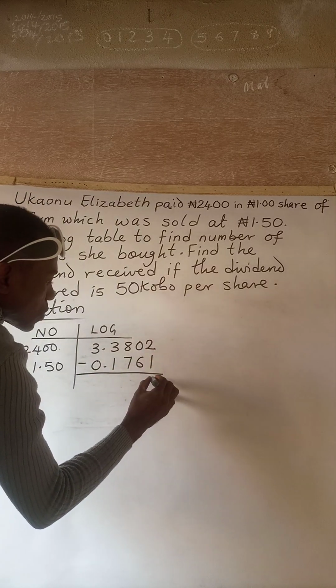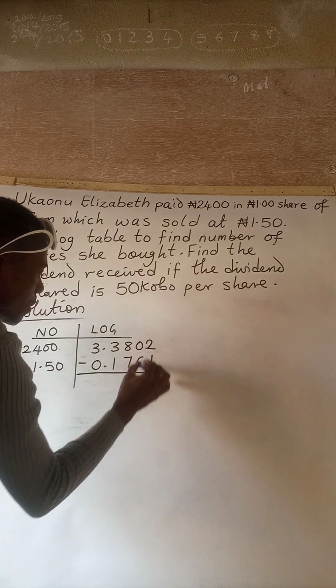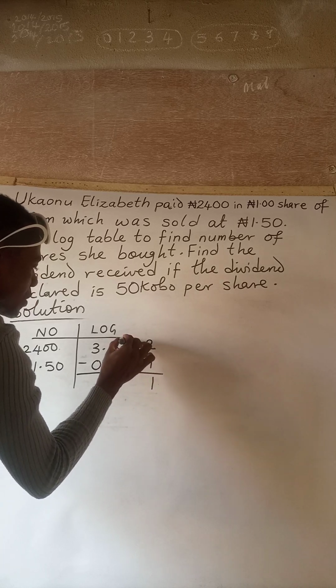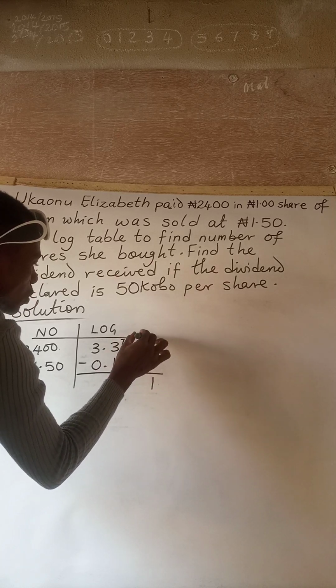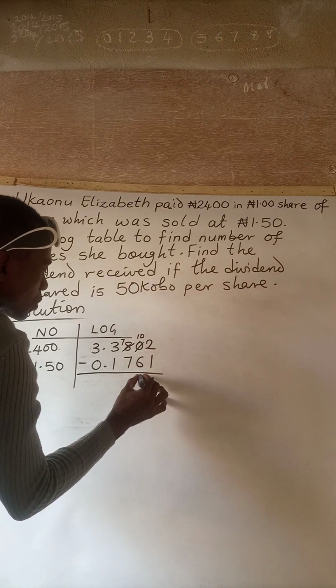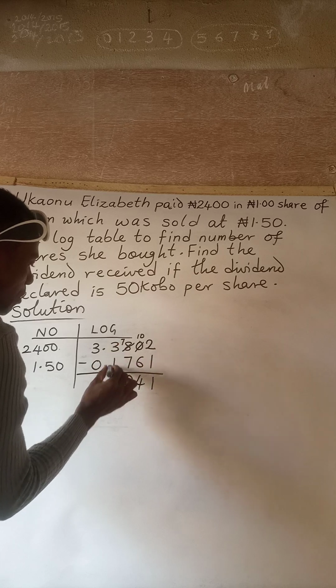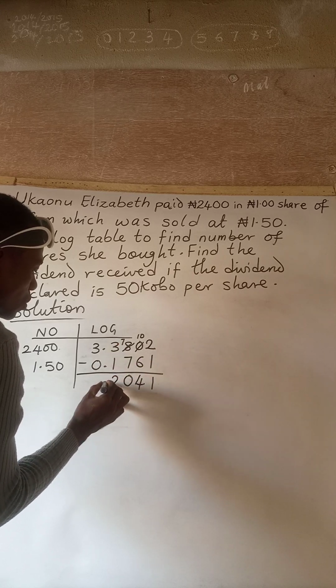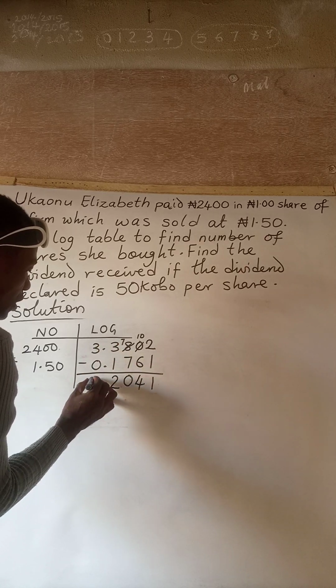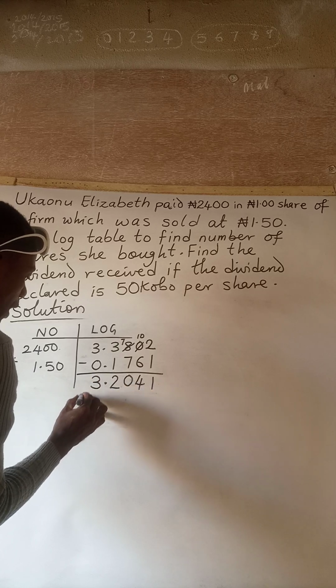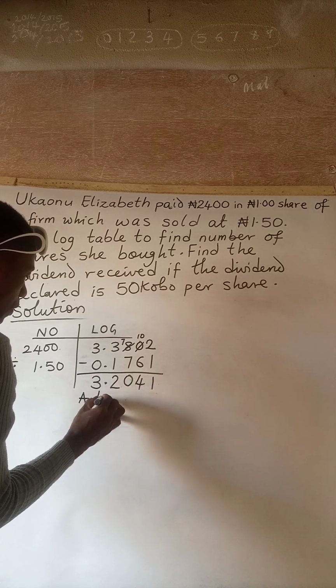2 minus 1 will give us 1. This minus this, it cannot. I will borrow 1 here. This place will be 7. When I put it here, it will be 10. 10 minus 6 will give us 4. 7 minus 7 will give us 0. 3 minus 1 will give us 2 points. 3 minus 0 will give us 3. And we now open the anti-log.